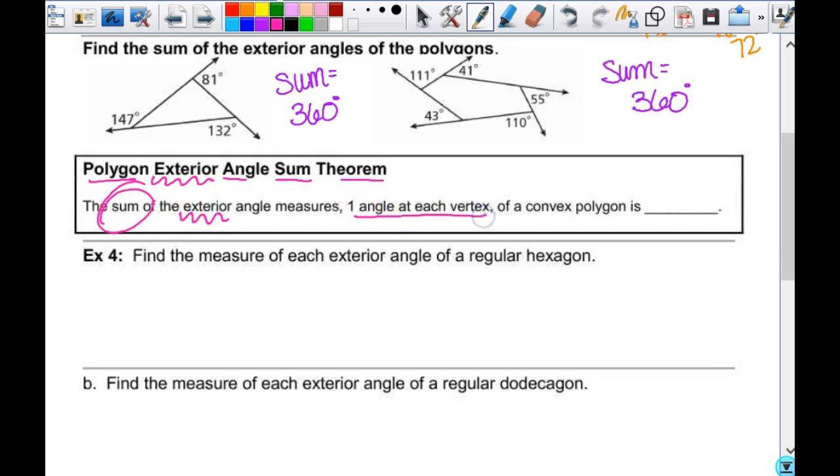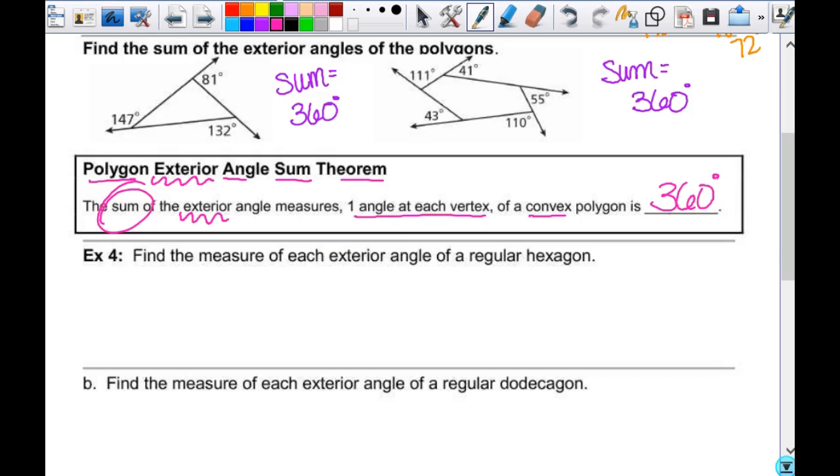and then it says one angle at each vertex. That means you're only extending one side. Like I showed you a minute ago, you wouldn't count all three of them or whatever, just one of them. And it has to be a convex polygon, is 360 degrees. That's an easy question. Don't miss it. When on a test question, it just says, what's the sum of the exterior angles of a dodecagon? 360. There's not even any work. That is what it is.